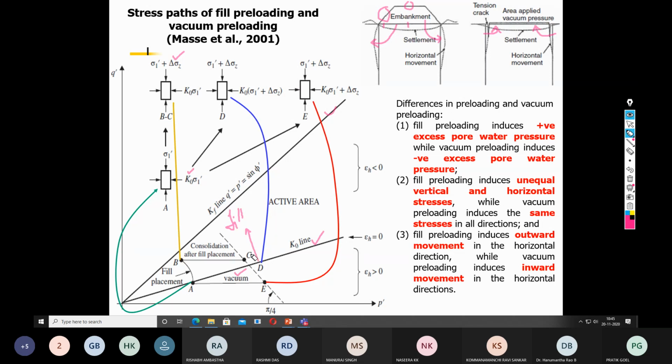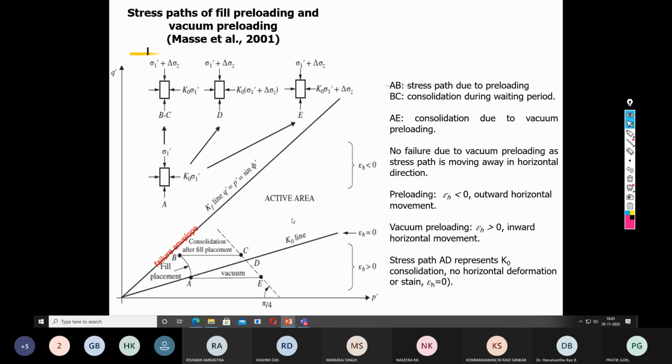So this slide distinguishes between the preloading and the vacuum consolidation in a much better way. There are some more details about this in the next slide. So you can see this is the failure envelope. A to B is the stress path due to preloading.